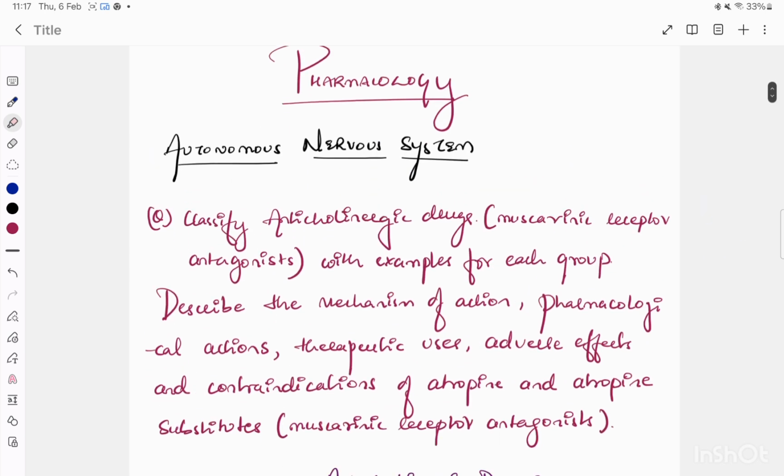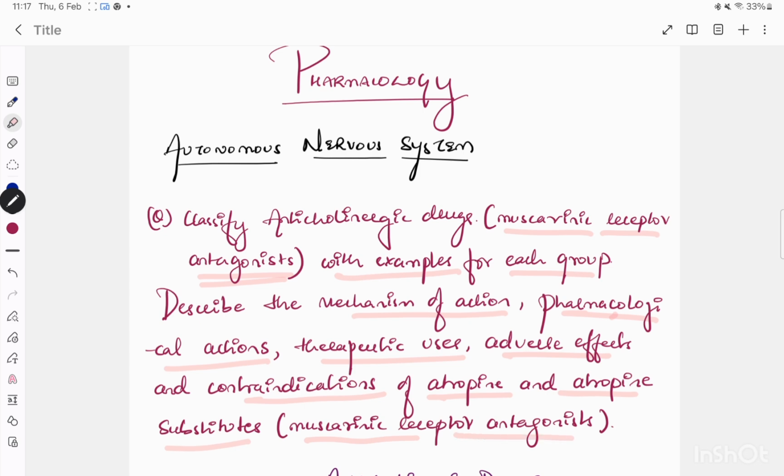The question we have over here is: classify anticholinergic drugs, which are also known as muscarinic receptor antagonists, with examples for each group. Describe the mechanism of action, pharmacological actions, uses, adverse effects, and contraindications of atropine and atropine substitutes, muscarinic receptor antagonists. There will be a separate video on atropine substitutes, since it can be asked as a 5 marker. In this video, we will be focusing on this particular question.